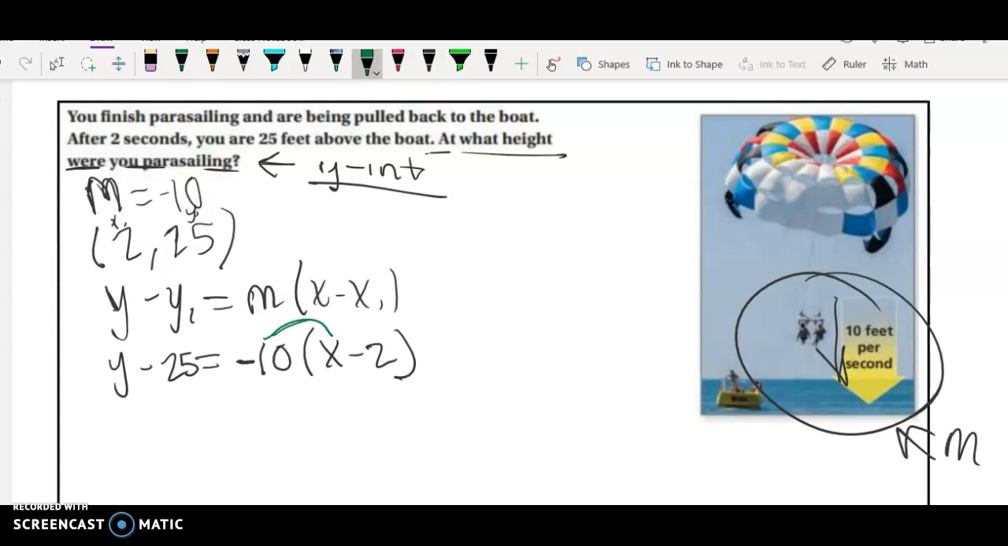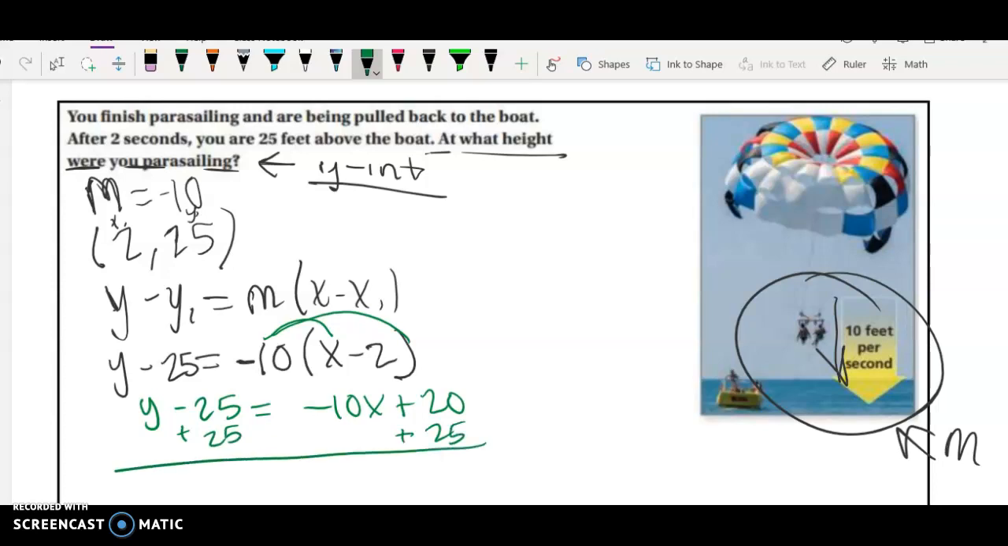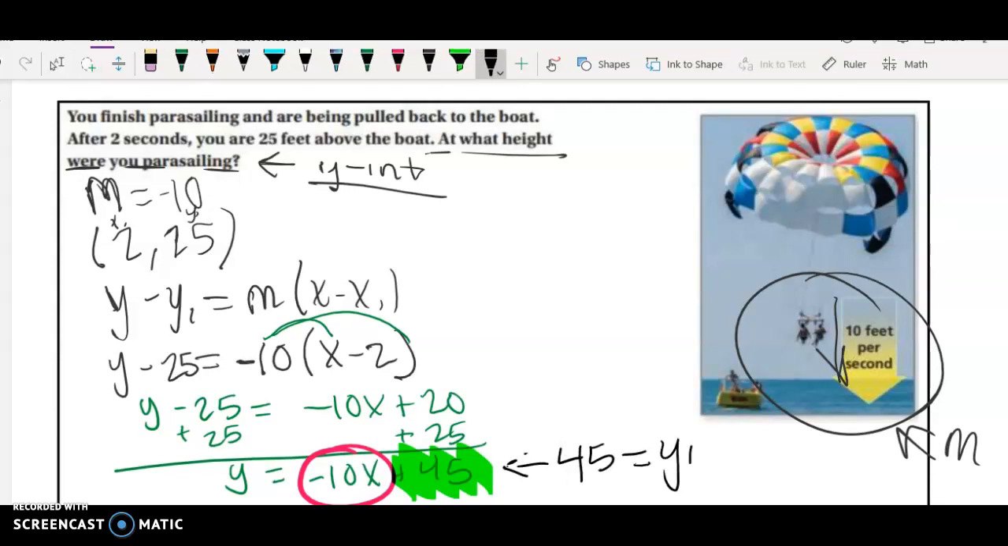So I am going to distribute that negative 10 through the parentheses. And now I'm going to add 25 to both sides to get y by itself. So now I have y equals negative 10x plus 45. And so this is my slope, so this is how much I was moving downwards per second, but what I care about is the 45, because this tells me that I was at a height of 45, and so that's my y-intercept.